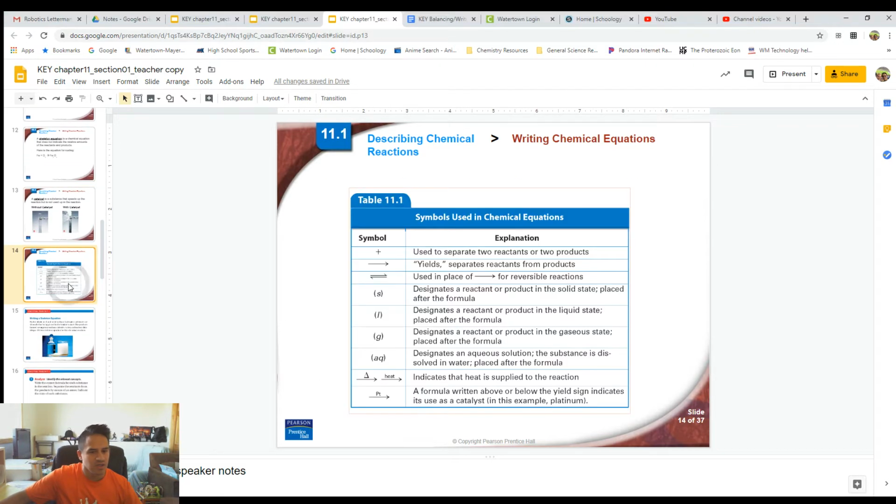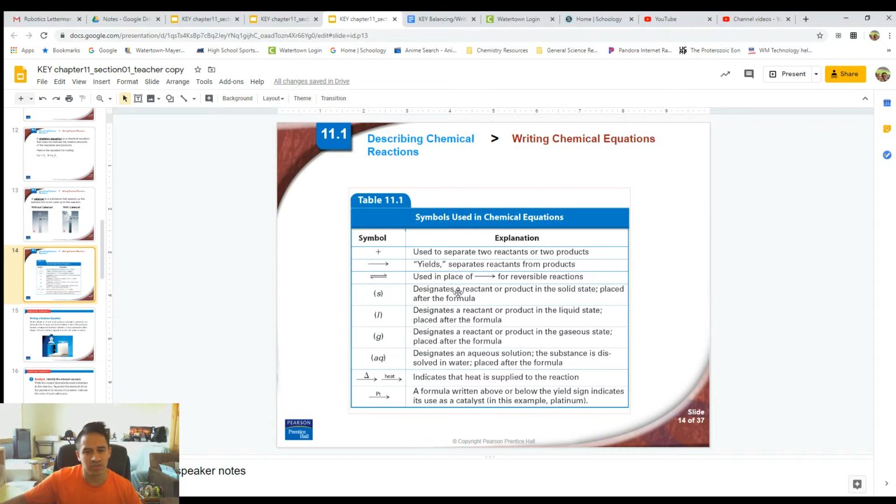Okay, this little table here is actually pretty important. It shows a bunch of symbols that you typically see when you're writing chemical equations and what they mean. This can be helpful to keep track of and remember, especially as we get further into this chapter, because we're going to see a lot of these symbols. Plus signs are used to separate out things like reactants and products. The arrow or the yield sign separates the reactants and the products. That's kind of like the dividing line between both sides of the reaction.